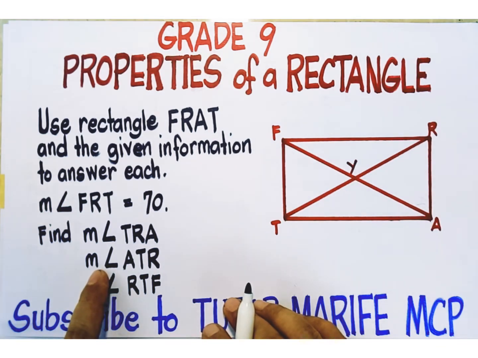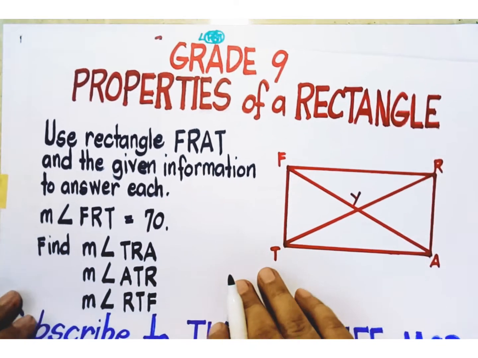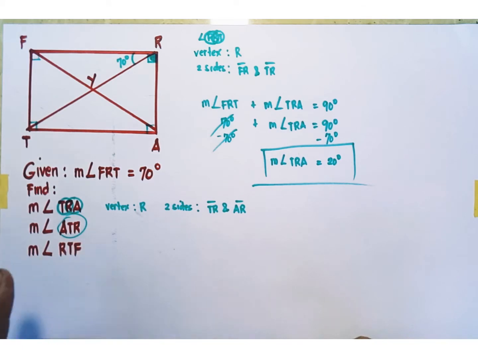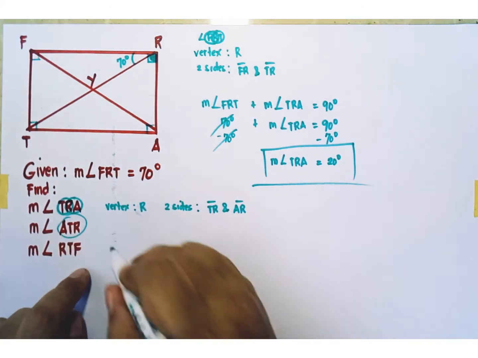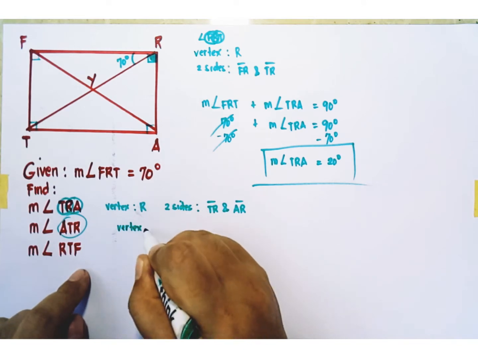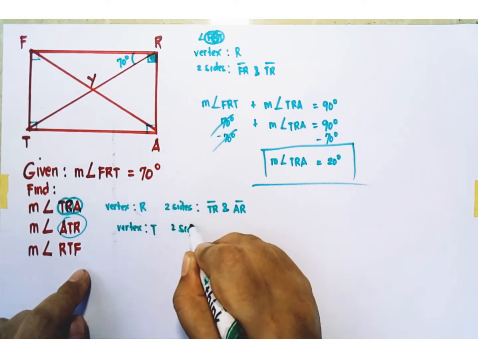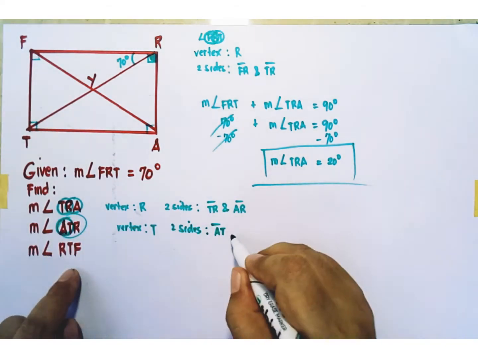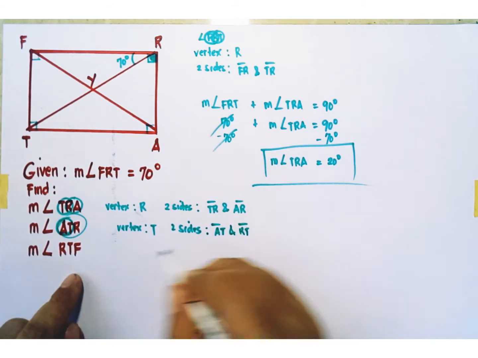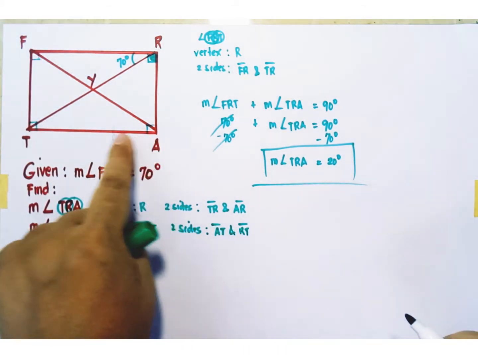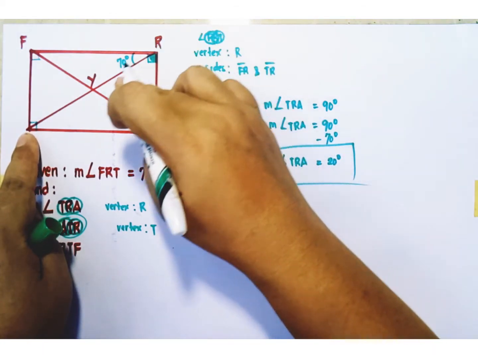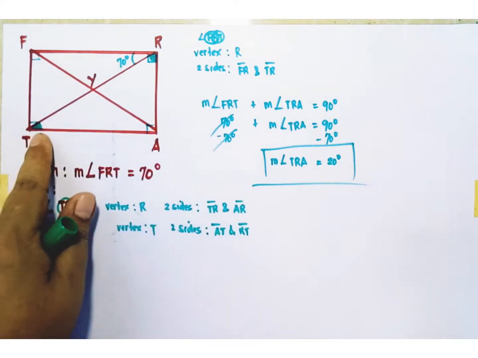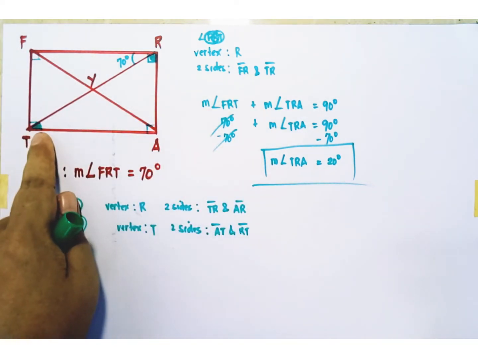Okay, let's proceed to the next indicated angle, measure of angle ATR. The middle letter is letter T. This is the vertex of the angle. And the two sides of the angle are line segment AT and line segment RT. This is line segment AT, this is line segment RT. Therefore, this is the indicated angle. We are required to find the measure of this angle.